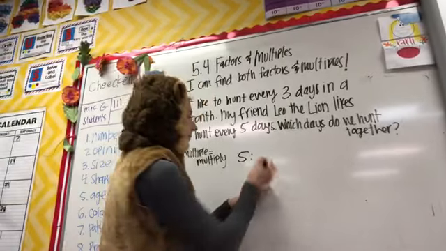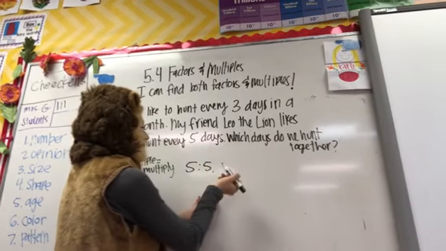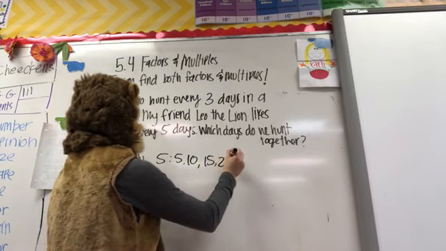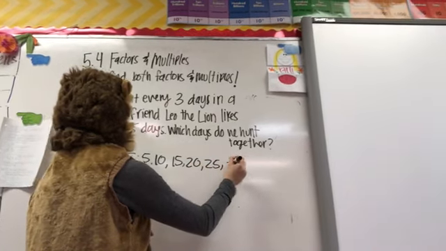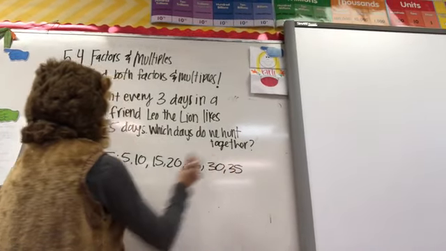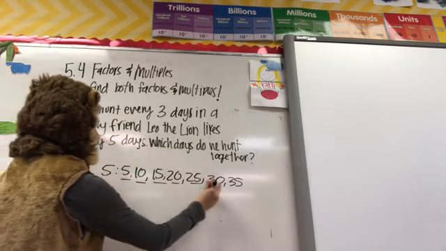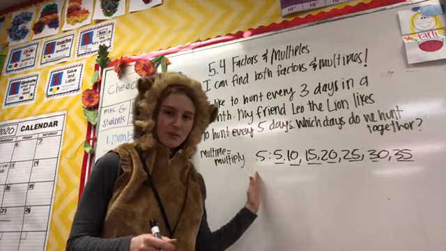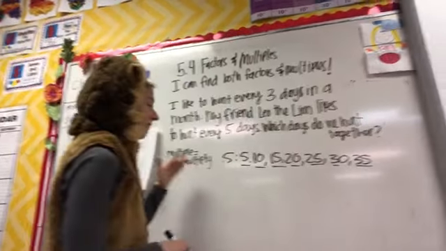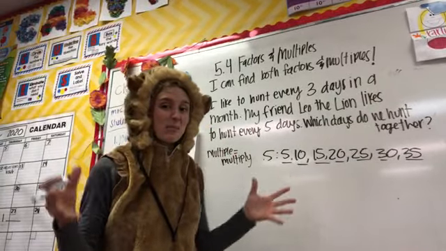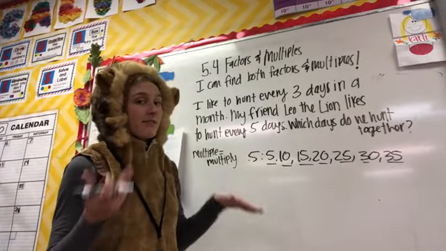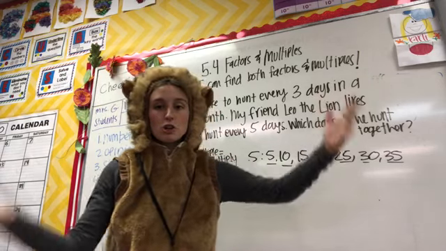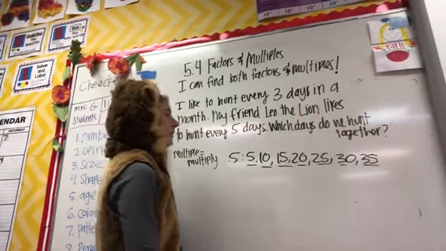So for example, if I was finding the multiples of the number 5, the multiples of 5 would be 5 times 1 is 5. The next multiple, 5 times 2, is 10. 5 times 3 is 15. 5 times 4 is 20. 25, 30, 35, and so on. Here are the first 1, 2, 3, 4, 5, 6, 7 multiples of the number 5. So when you hear the word multiples, that means multiply. And when you hear the word factors, that's the facts that make up the number. The factors of 5 would be 1 and 5. But the multiples of 5 would be 5, 10, 15, 20, 25, 30, so forth. Okay?